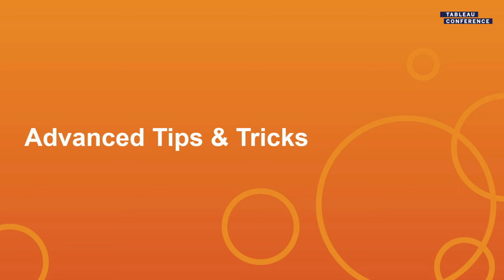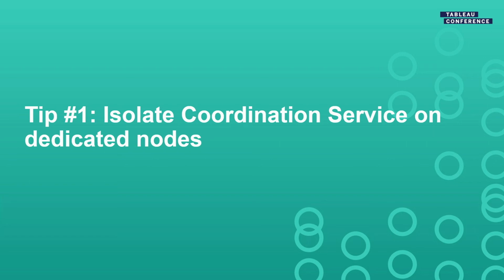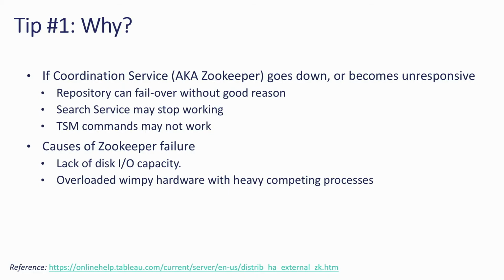So now I want to move into a section here on some advanced tips and tricks. The first one is to isolate the coordination service on dedicated nodes. So why? Well, Carlton actually talked with us a little bit earlier about some of the things that the coordination service does. And if you don't have a working coordination service, your repository might fail over for no particular reason, because we use the coordination service in the way that we manage failover between primary and secondary repositories.